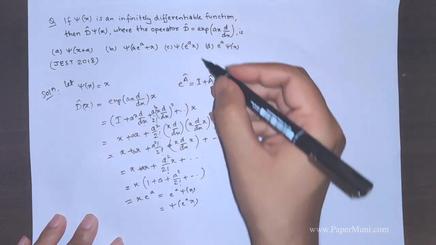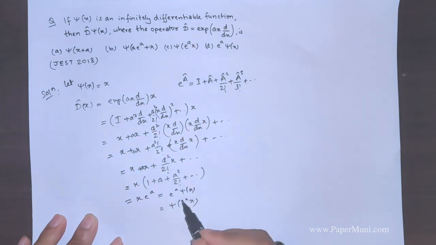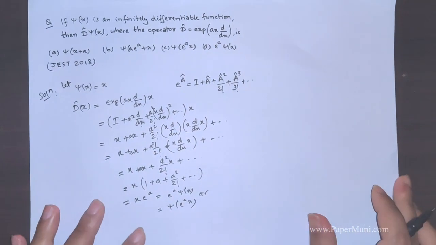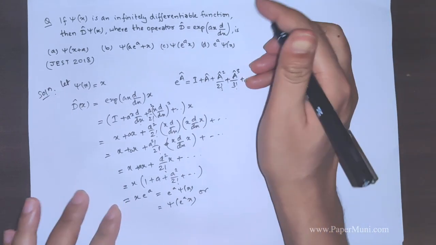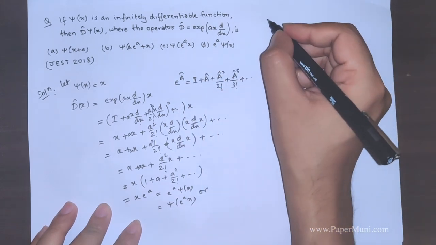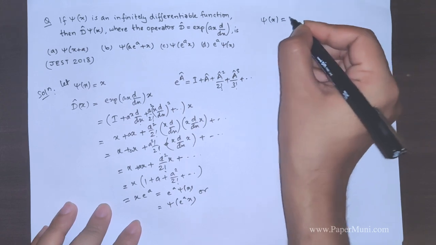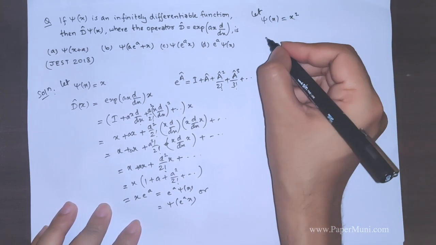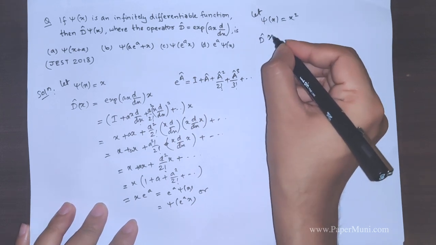So there are two options that could be true if you use this example. So we need to see which one is true. Let's take a non-trivial example function to distinguish which one is correct. So let's take psi of x to be x square. Okay, let psi of x be x square. Now again do the same thing. We are operating on x square right now.